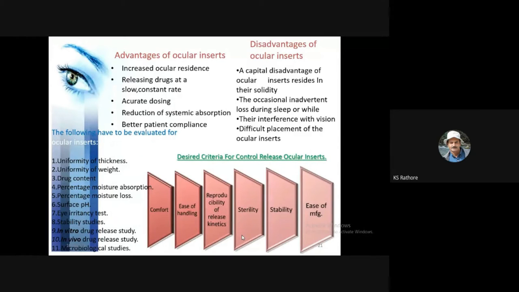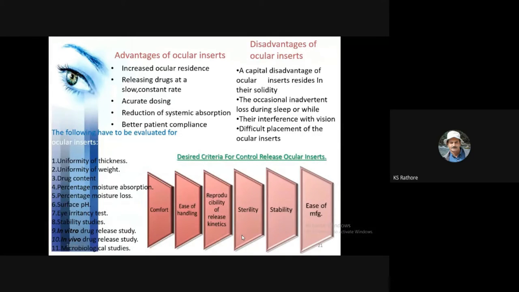Some disadvantages are also associated. The ocular insert resides in the eye in solid form, so you feel like there is a foreign particle in the eye, which is sometimes a discomfort to the patient. There is also occasional inadvertent loss during sleep, since the insert may slip out of the eye, or interference with vision. We cannot have clear vision after putting in this insert.